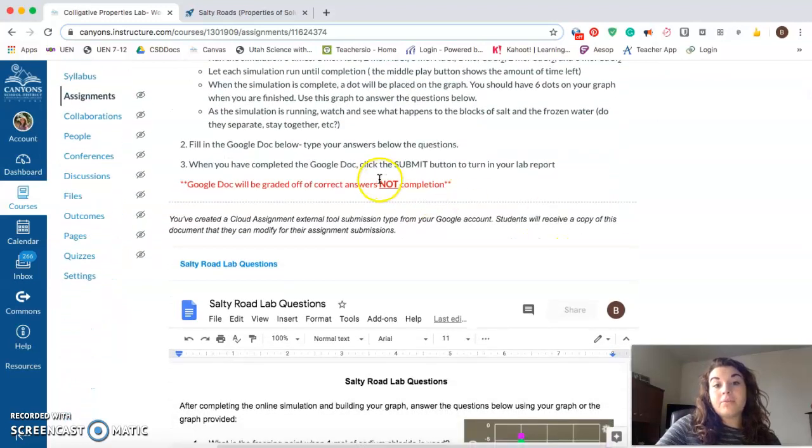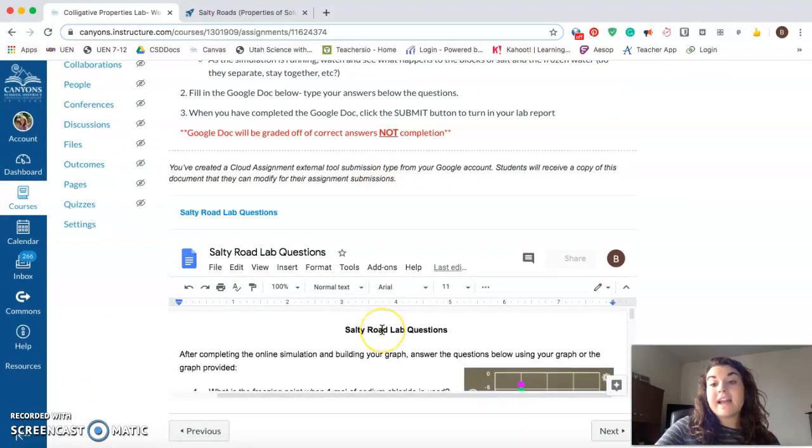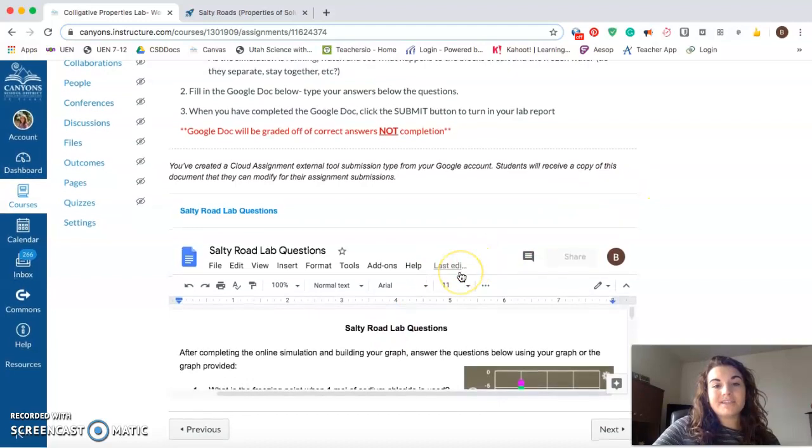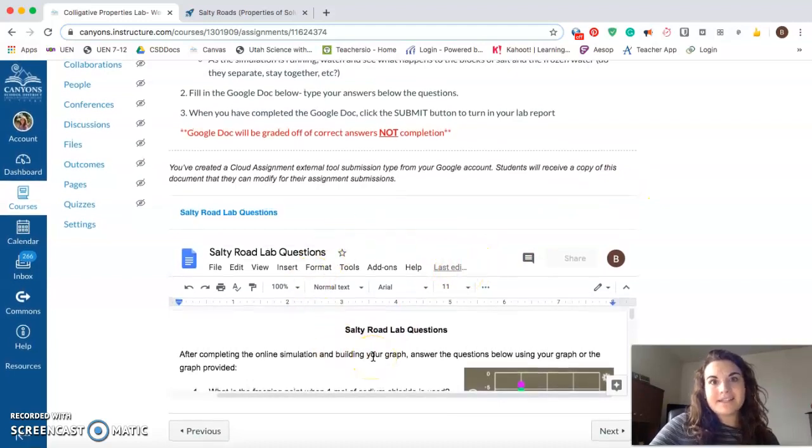Now real quick, this document, this lab write-up, is graded off of correct answers. So if you give me some answers that you just kind of made up, I'm not going to give you points for that, okay? So it is graded off correct answers. You scroll down, you will see this. Now, if this doesn't pop up right away and it says to sign in with your CSD Docs account, okay?